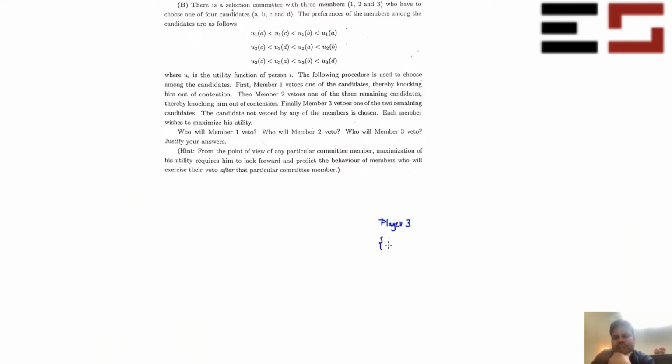He might be choosing to veto between A and B, or A and C, or A and D, or B and C, or B and D, and finally C and D. These are the 6 possibilities, right? I agree that there are 12 possibilities, but I can shrink that to 6.